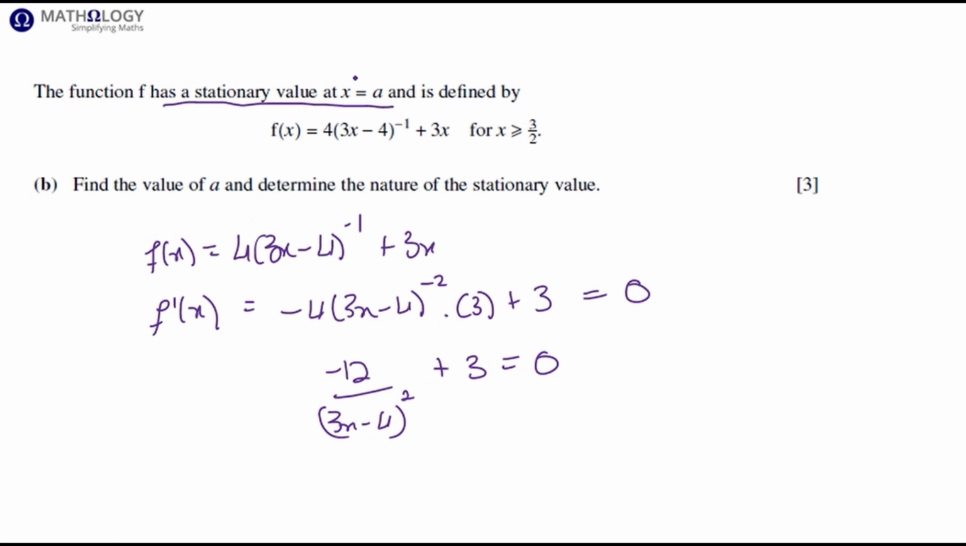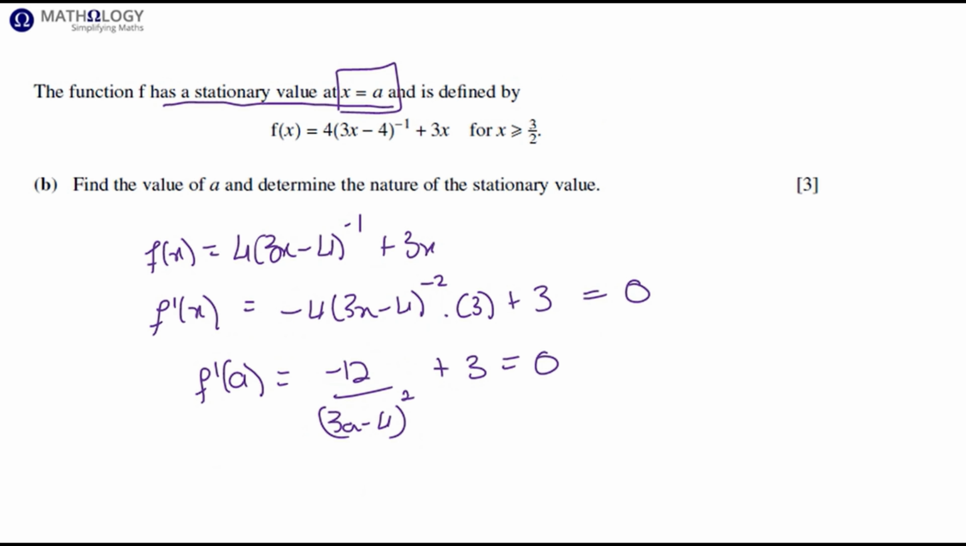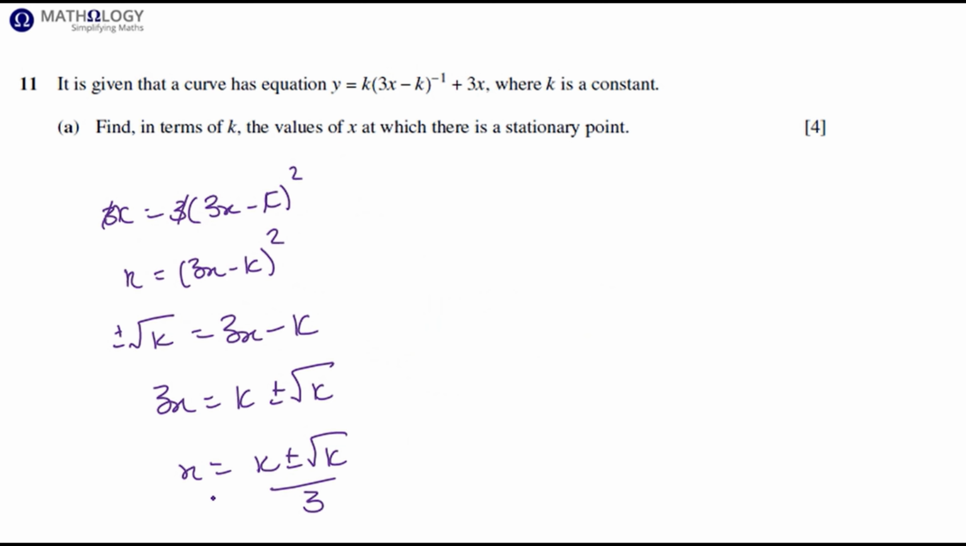Now, we have a stationary point at x equals a, so we're really just going to be replacing this x with a. So this is all evaluated. F prime a will just be this entire expression, just replacing the x with a, and then we're just going to solve for a. So this is the same equation as we had. This is the solution that we had, x equals k plus or minus root k over 3. That was x in terms of k.